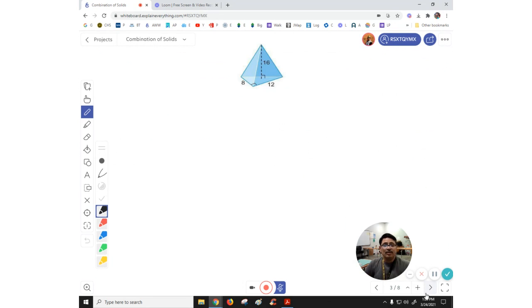Next one. You see that it has a pointed tip at the top. Therefore, a pointed tip at the top means this is going to be a pyramid, right? So what is the formula to find the volume of a pyramid? All these things I memorized, so I don't have any difficulty writing this formula. So volume of a pyramid equals 1/3 area of base times height.